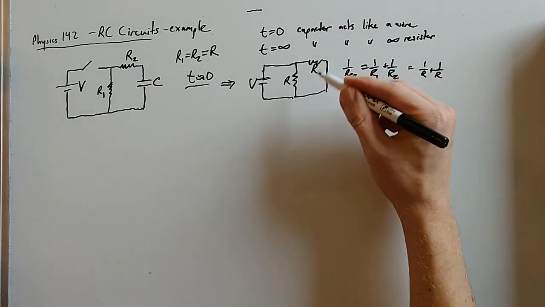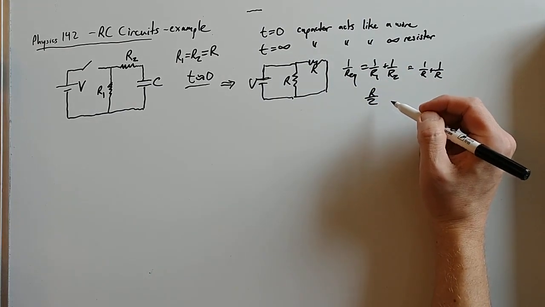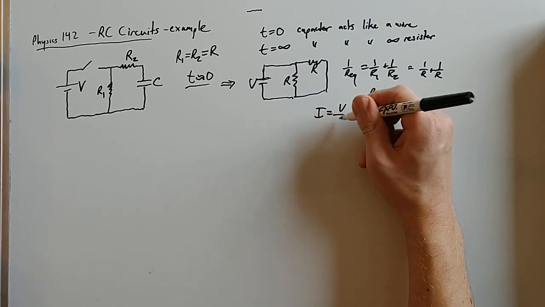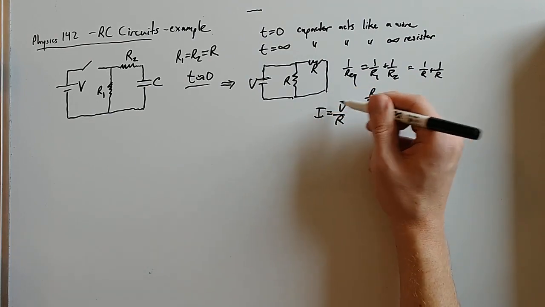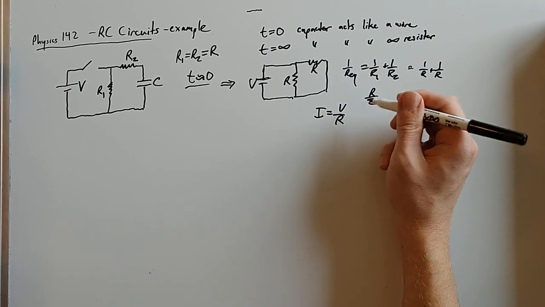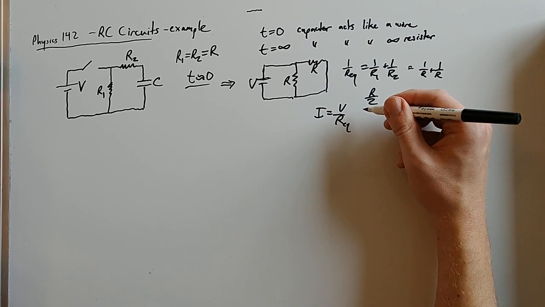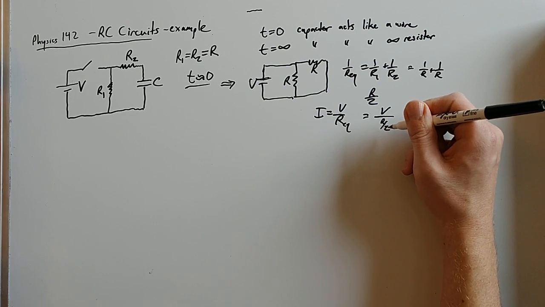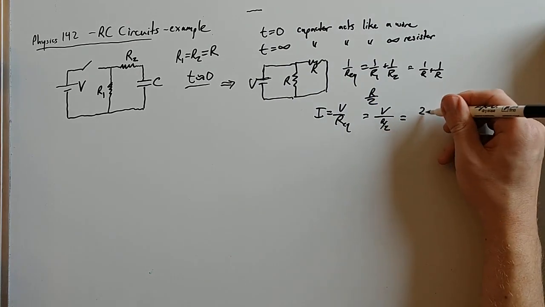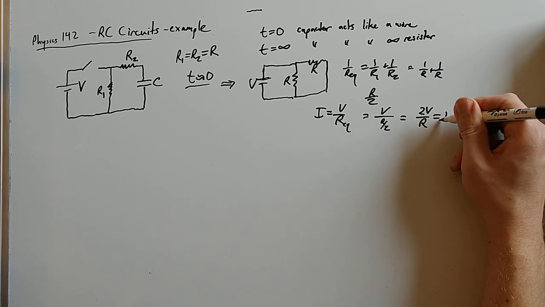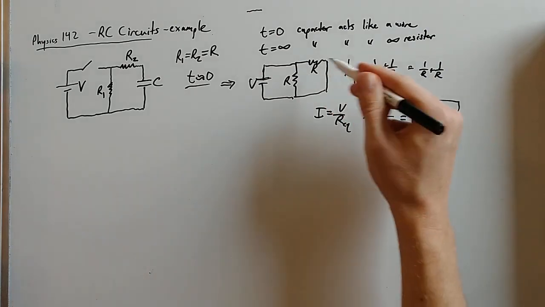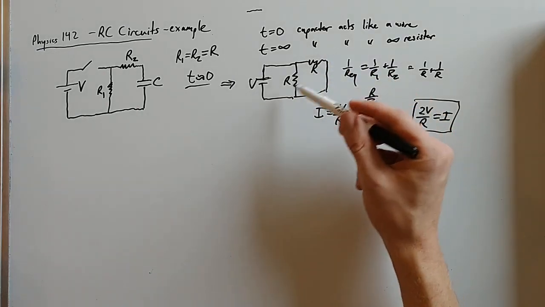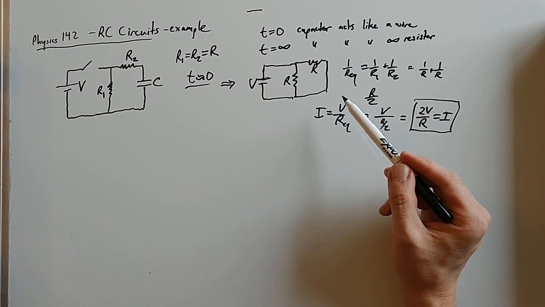And so if we wanted to get the amount of current flowing, the current is going to be V over R. V equals IR, so I is V over R, and the resistance was half an R. So this is going to be V over R over 2, which is just going to be 2V over R. So in this case, the amount of current that flows right at the beginning is 2V over R because this is acting like two resistors that are in parallel.